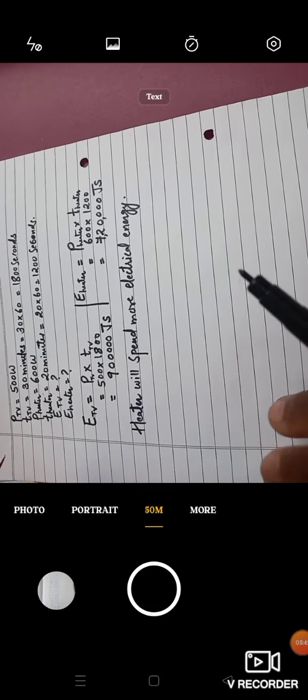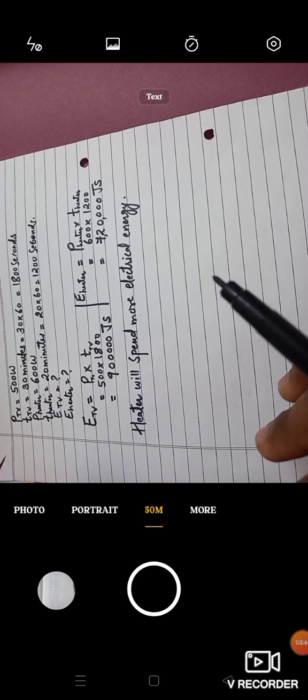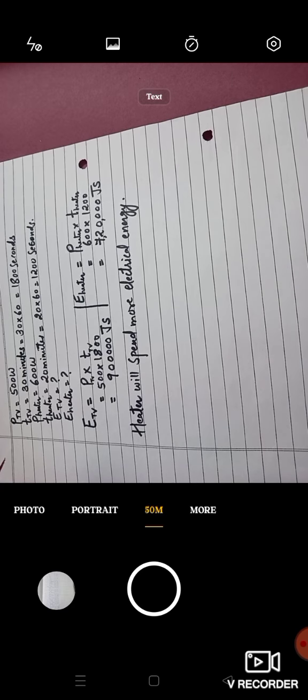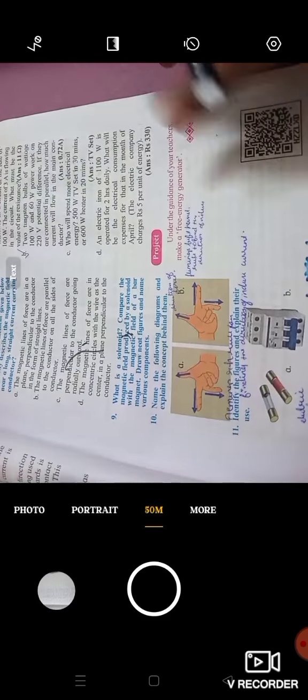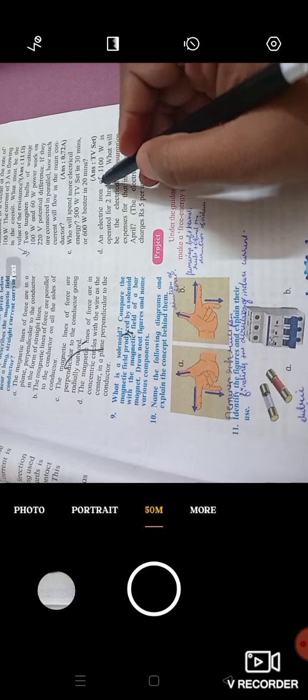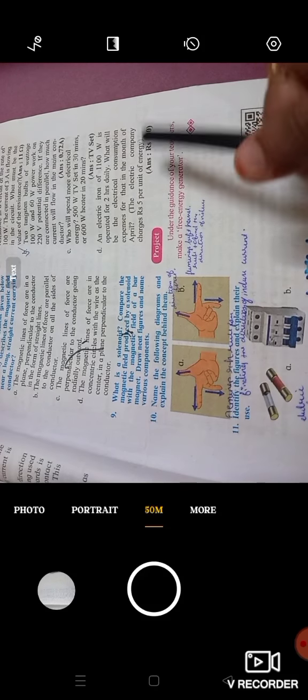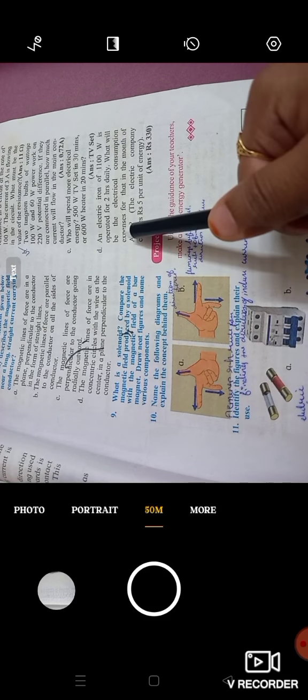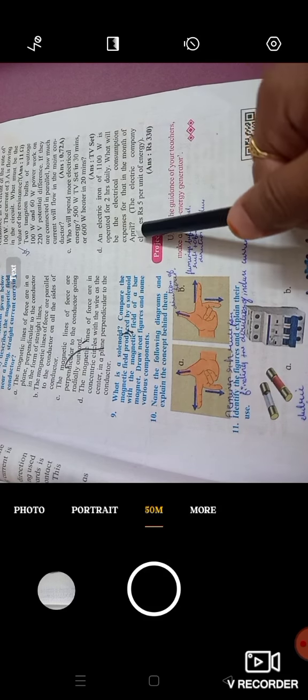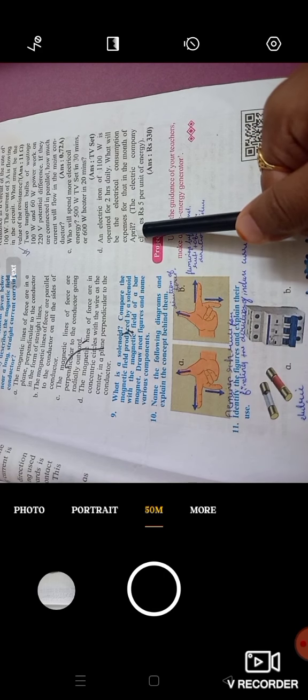So in this way we can calculate which equipment has consumed how much electrical energy. Now we will be moving on to our next question, the last question of this exercise. Let's first understand the question. An electric iron of 1100 watt is operated for 2 hours daily. What will be the electrical consumption expenses for that in the month of April?